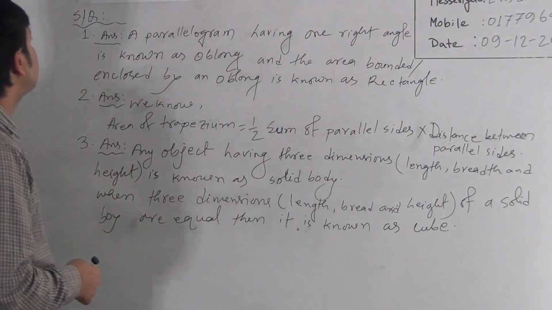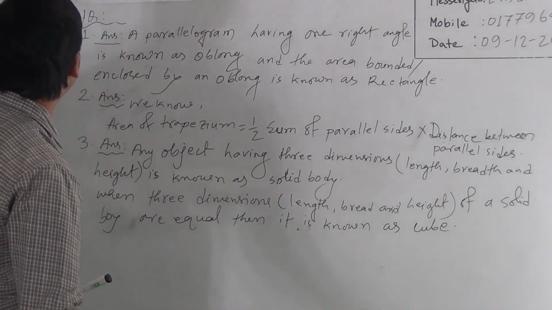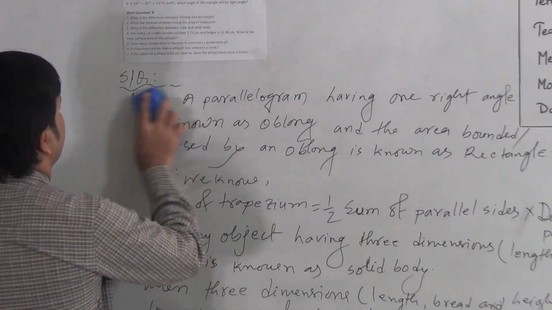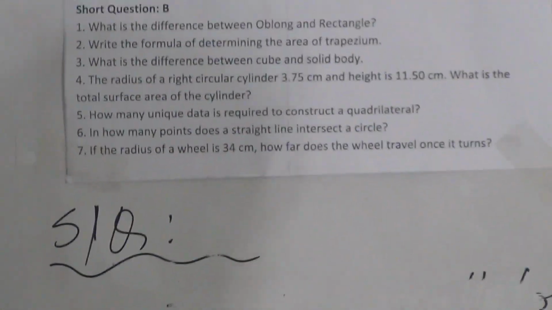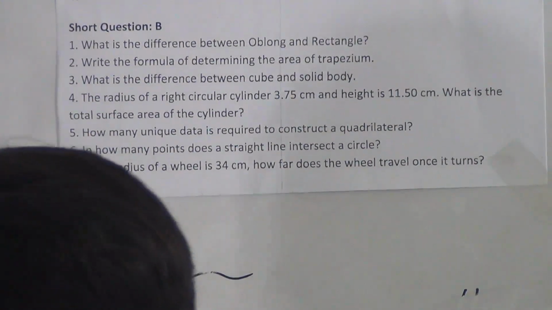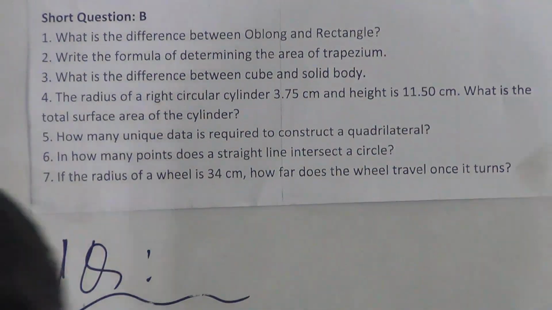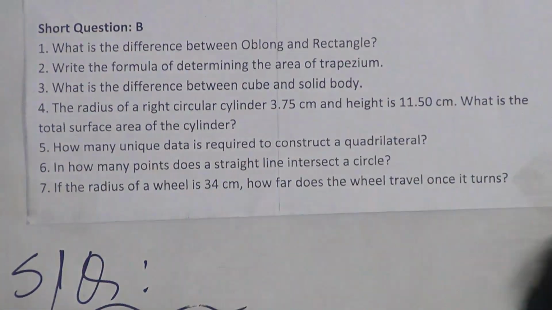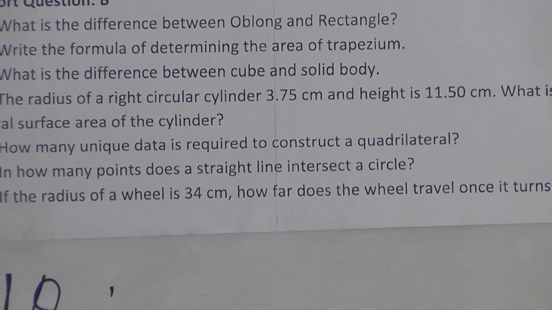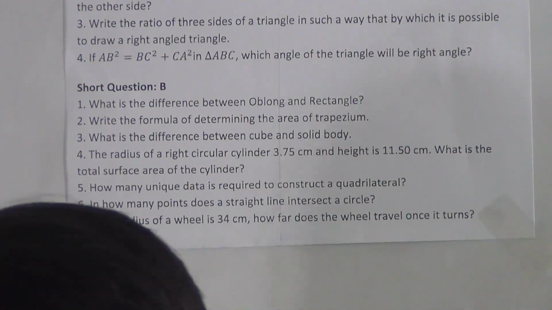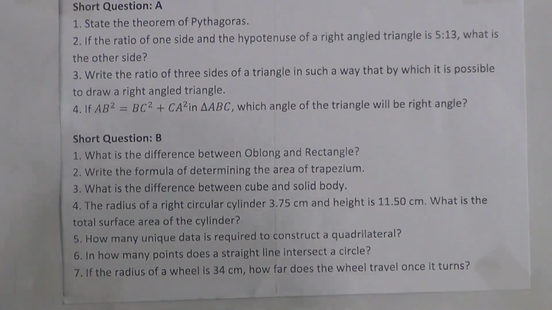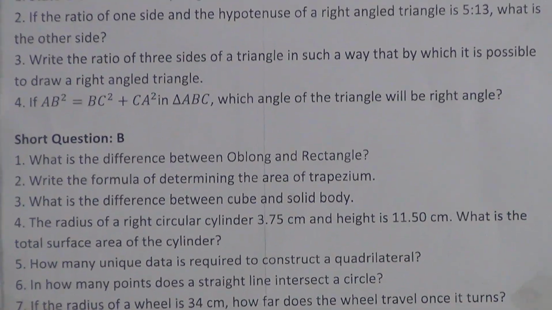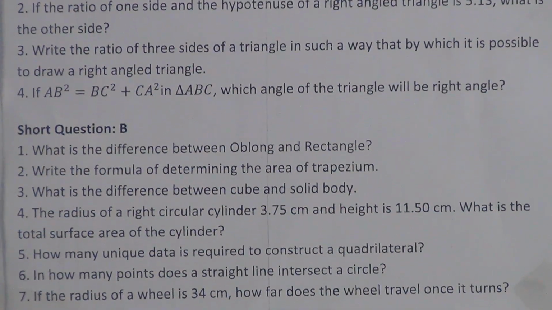Okay, now question 4. What is question 4? The radius of a right circular cylinder is 3.75 centimeter and height is 11.50 centimeter. What is the total surface area of the cylinder? We need to determine the total surface area of the cylinder.